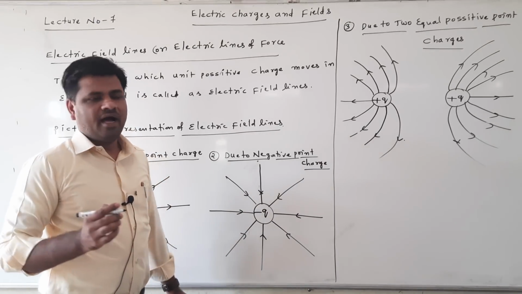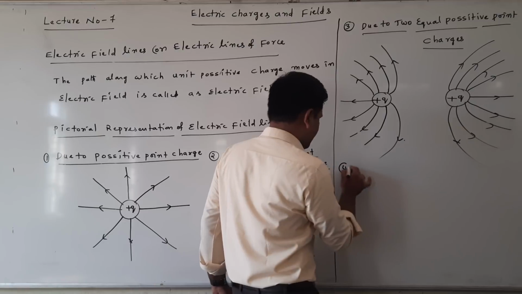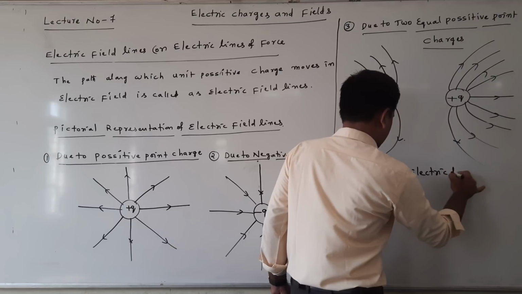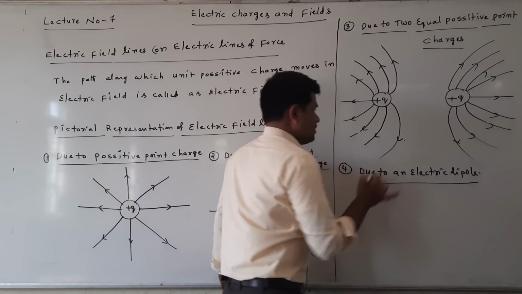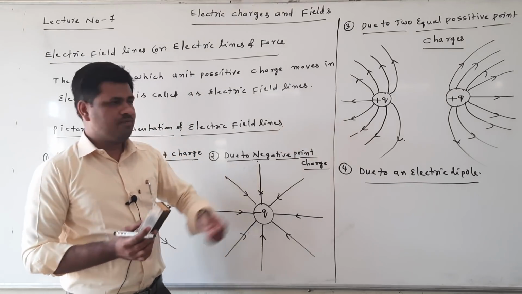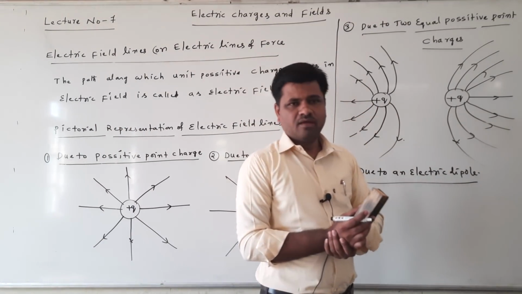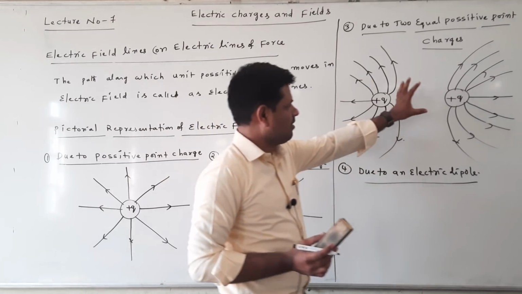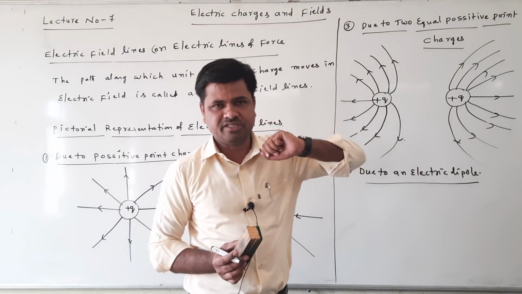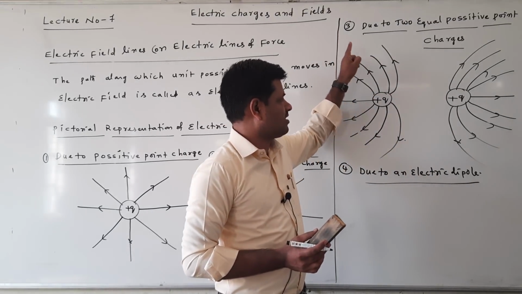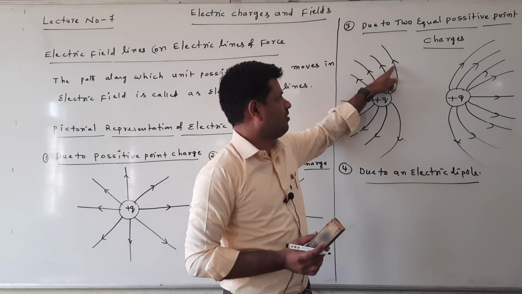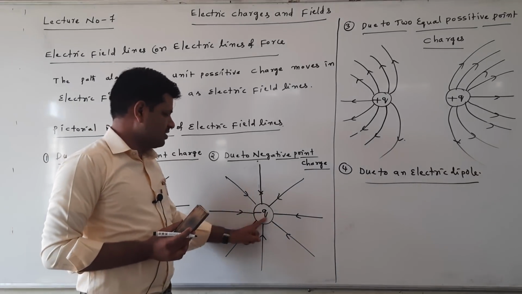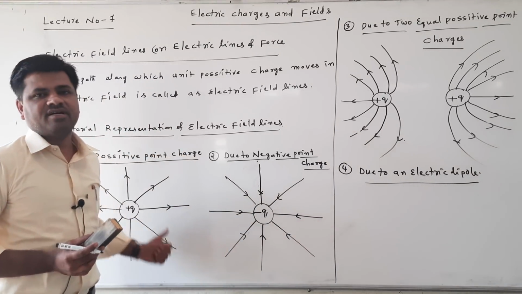Next, another one is due to an electric dipole. Similarly, suppose minus q is given, due to two equal negative point charges. We can draw the same electric field lines, but the directions will be changed. Going away from the plus q charge, the direction will be given in the opposite direction, towards the charge, because from the negative charge it converges, and from the positive charge it diverges.